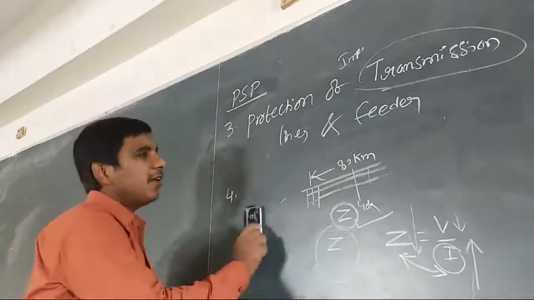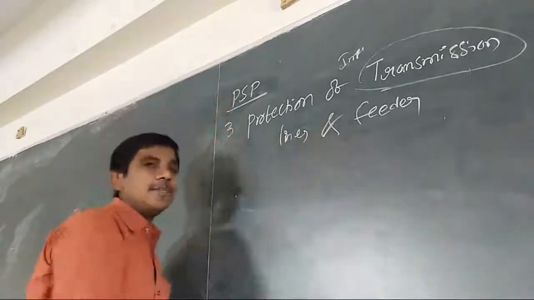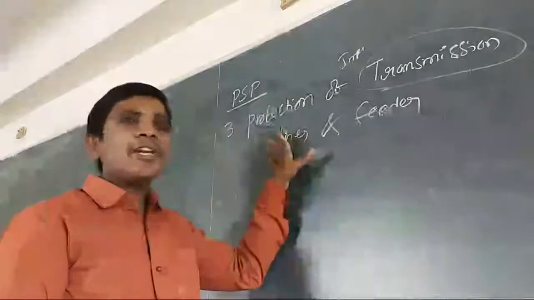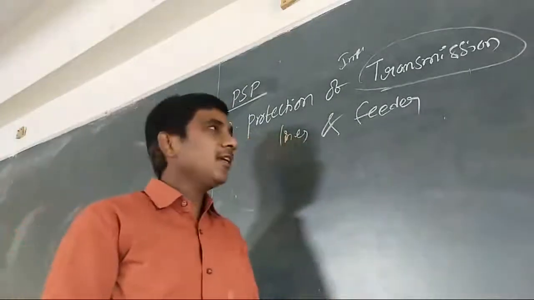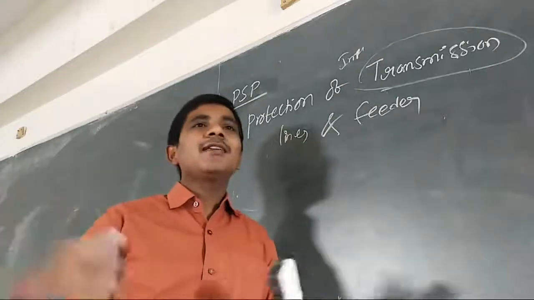So transmission line impedance protection is one of the relays. Impedance relays we are applying for transmission lines. Feeders and transmission line protection is the unit for this. From the GATE point of view, from power system protection, you will get some questions.